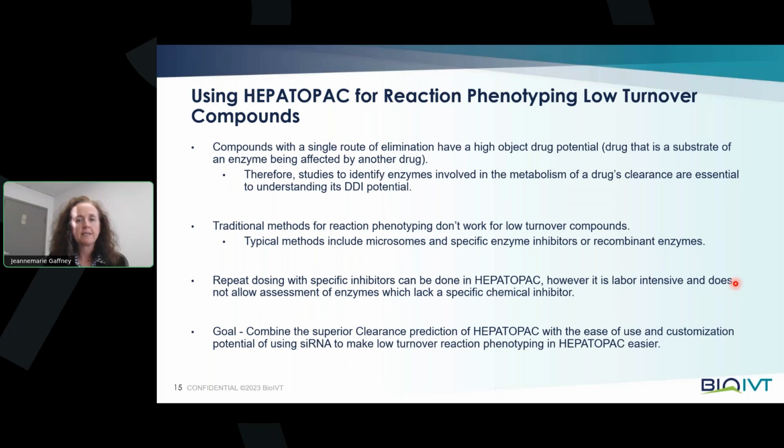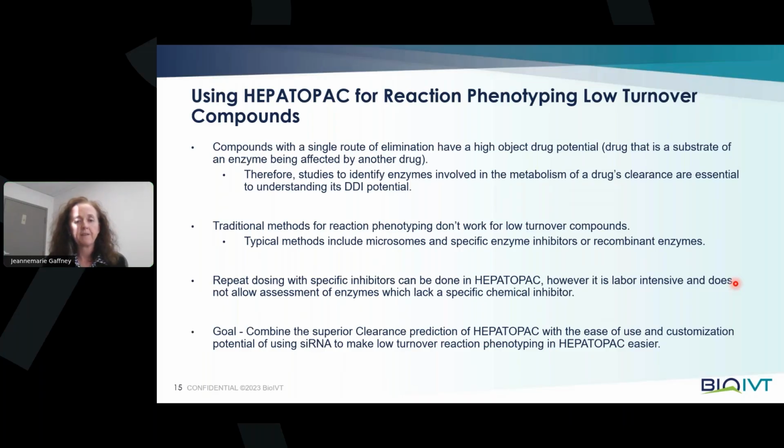Now that we've established that you can run low turnover clearance studies in HEPATOPAC, we're able to move on to reaction phenotyping of low turnover compounds. Compounds with a single route of elimination have a high object drug potential. Therefore, studies to identify enzymes involved in the metabolism of a drug's clearance are essential to understanding its DDI potential. Traditional methods for reaction phenotyping don't work well for low turnover compounds. Those typical methods, as I mentioned before, might be microsomes with specific enzyme inhibitors or recombinant enzymes.